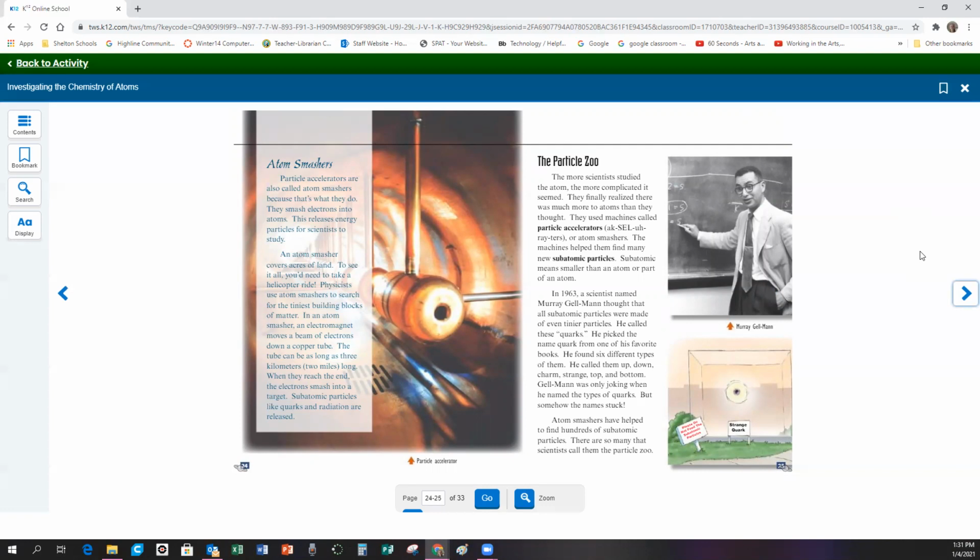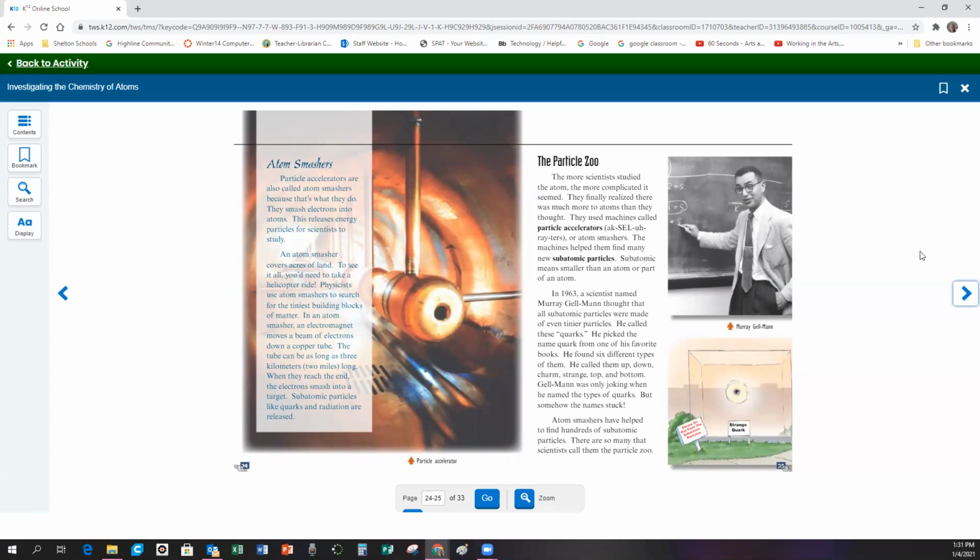In an atom smasher, an electromagnet moves a beam of electrons down a copper tube. The tube can be as long as 3 kilometers or 2 miles long. When they reach the end, the electrons smash into a target. Subatomic particles like quarks and radiation are released.